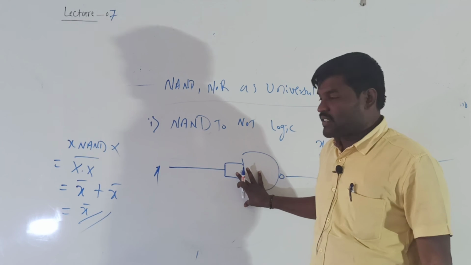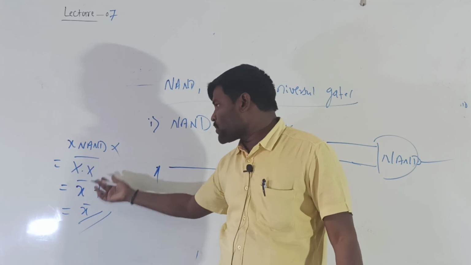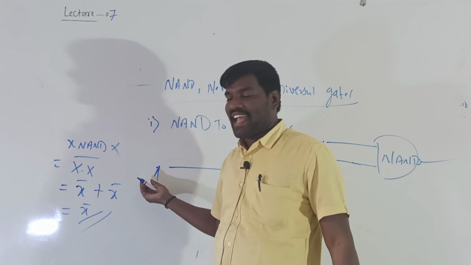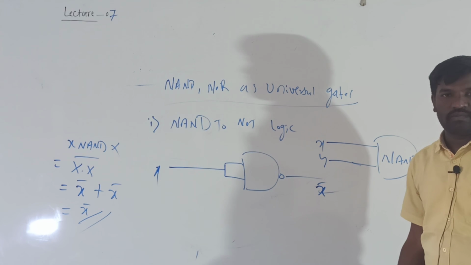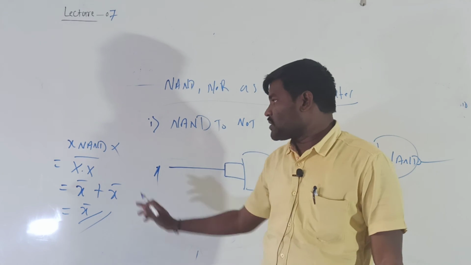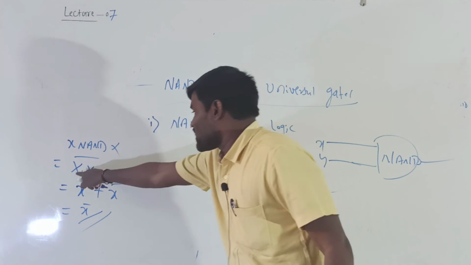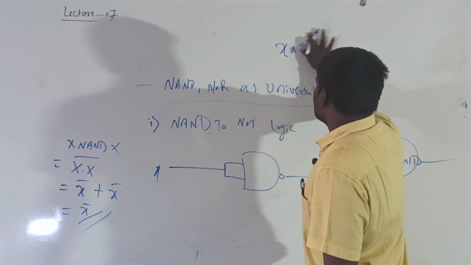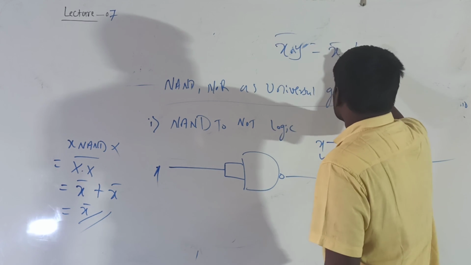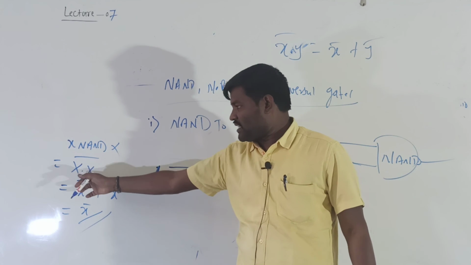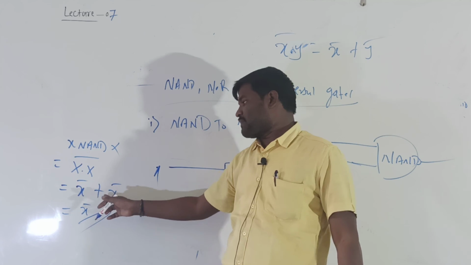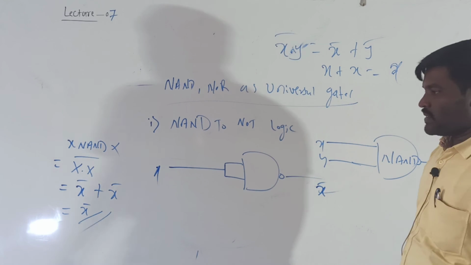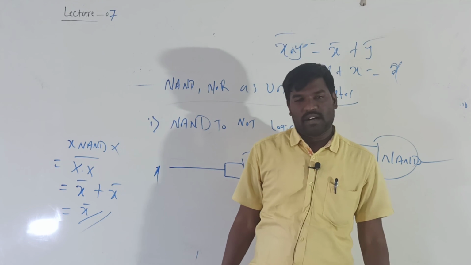So this is the circuit and algebraically I can prove that X NAND X is equal to X bar. Finally, if I pass the X, the result must be X bar. So here NAND means not of AND, that is X into X whole bar. Now you have to apply De Morgan's theorem. De Morgan's theorem is X into Y whole bar is equal to X bar plus Y bar. In the same way, here X is there, here also X is there, that's why X bar plus X bar, and finally X plus X is equal to X only. That's why the result is X bar.